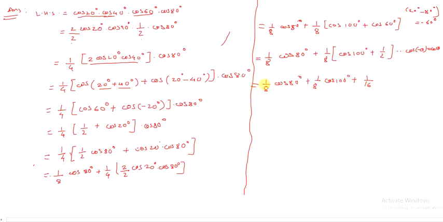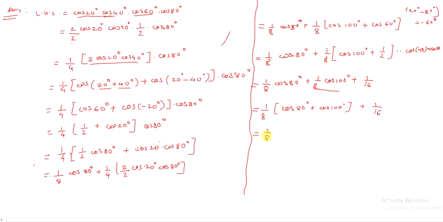So here, we can now write cos 80 degree and cos 100 degree, 8 is common there. Therefore, 1 by 8 and inside the bracket cos 80 degree plus cos 100 degree, plus 1 by 16. From where is 1 by 16 obtained? 1 by 8 into cos 60, that is 1 by 8 into 1 by 2, 1 by 16.